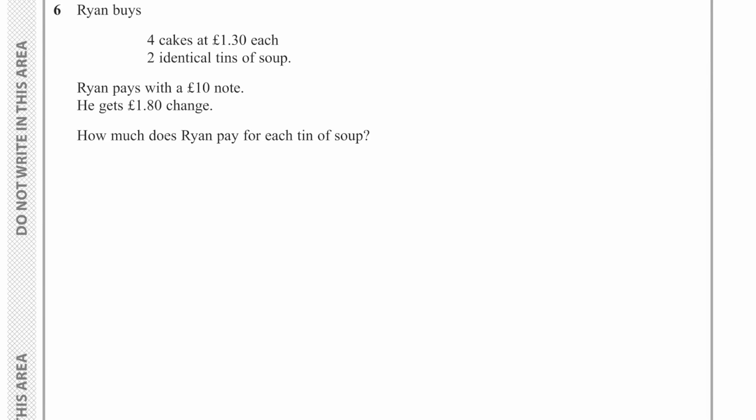Question 6, Ryan buys 4 cakes for £1.30 each, 2 identical tins of soup. He pays with a £10 note, gets £1.80 in change. How much was each tin of soup? So let's do 4 lots of £1.30. So £1.30 times 4. 4 zeros are 0. 4 threes are 12. And 4 ones are 4 plus the 1. So that's £5.20 for the cakes.